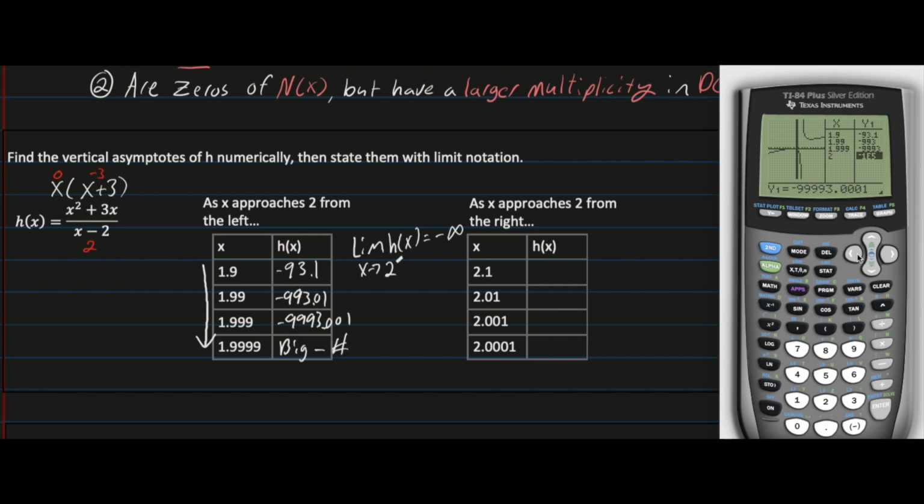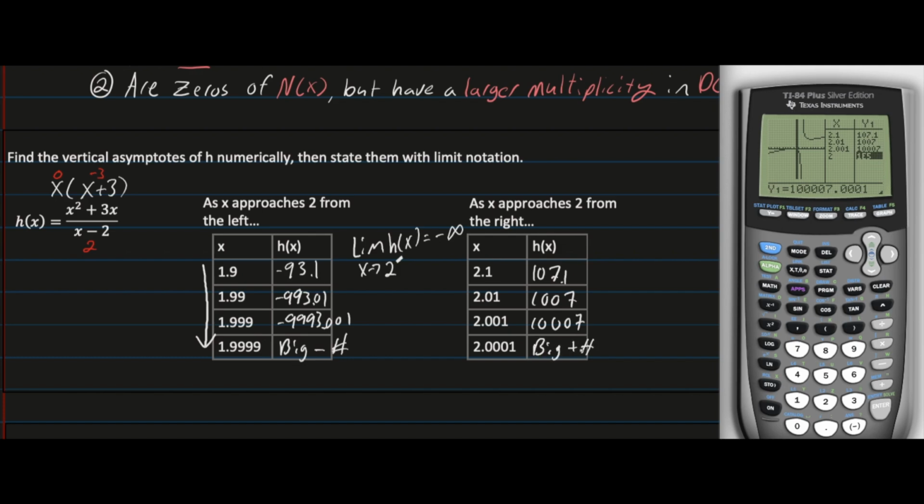On the right-hand side, we can change our numbers to 2.1, and then 2.01, then 2.001, and then finally 2.0001. What do we get this time? We get some big positive numbers. We get 107.1. We get 1007. We get 10,007. And then 100,007. So a big positive number.